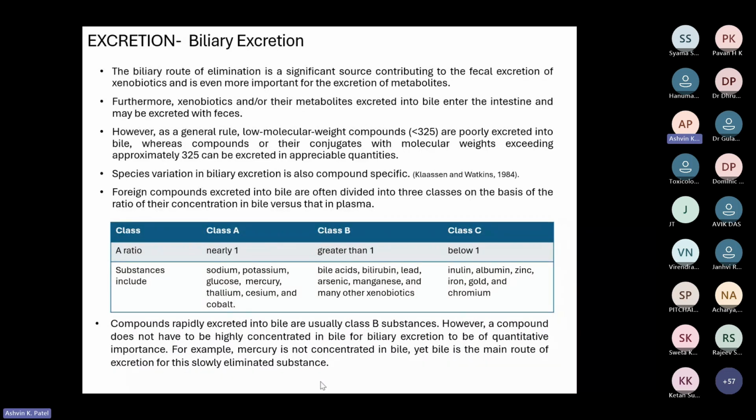Similarly, class B has a bile-to-plasma ratio greater than 1, and class C is below 1. So compounds rapidly excreted into the bile are usually class B substances. However, a compound does not need a high concentration in the bile for biliary excretion to be of quantitative importance. For example, mercury is not concentrated in the bile, yet bile is the main route of excretion for this slowly eliminated substance.